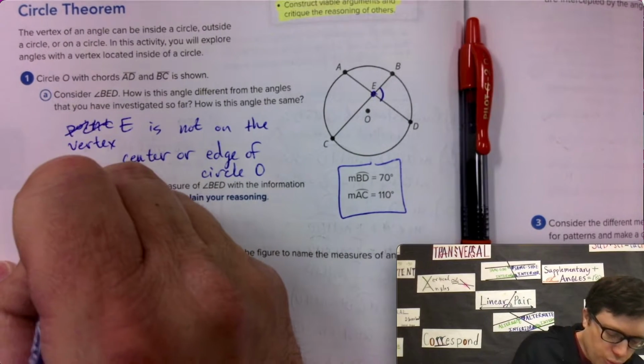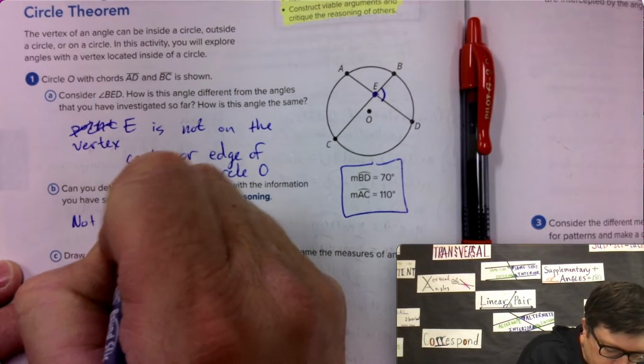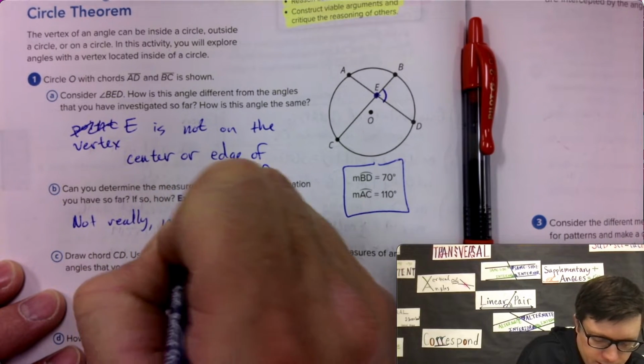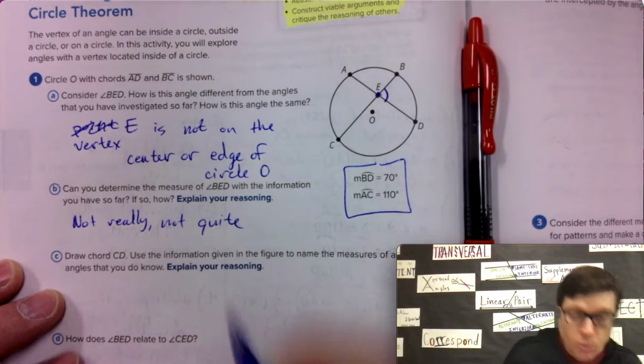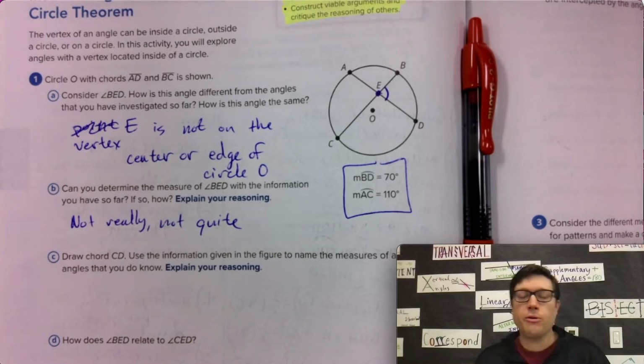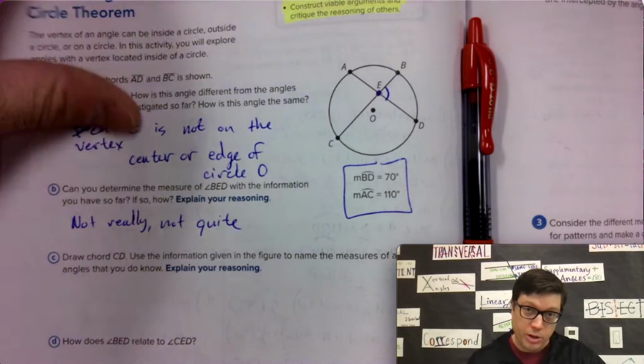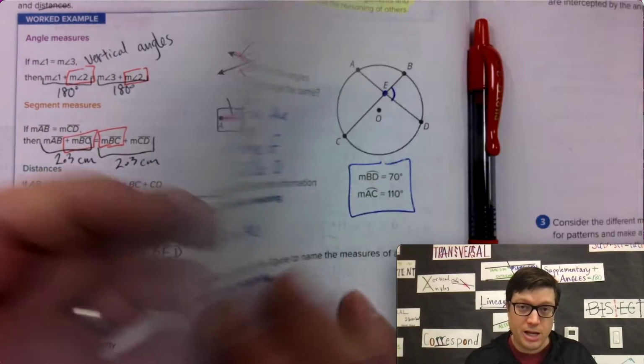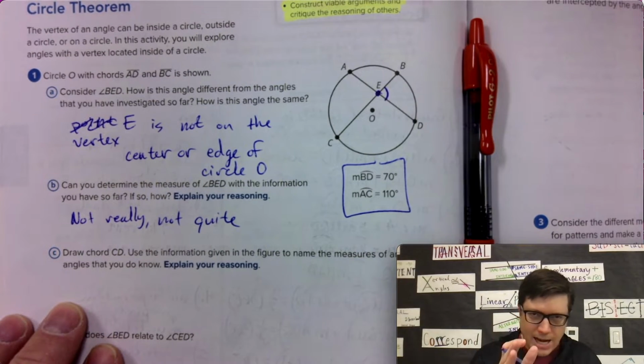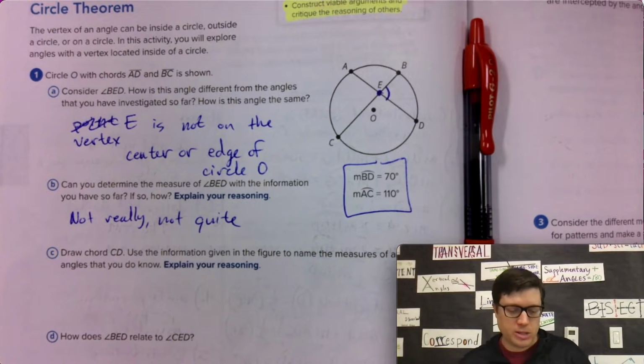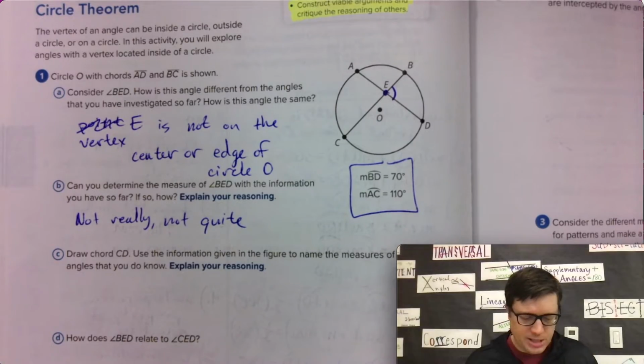So not really, or not quite. We're going to have to use information that we've been building from previous pages, right? And then in building that information, we'll use that to help create the angle that's missing. Draw the chord CD, all right?